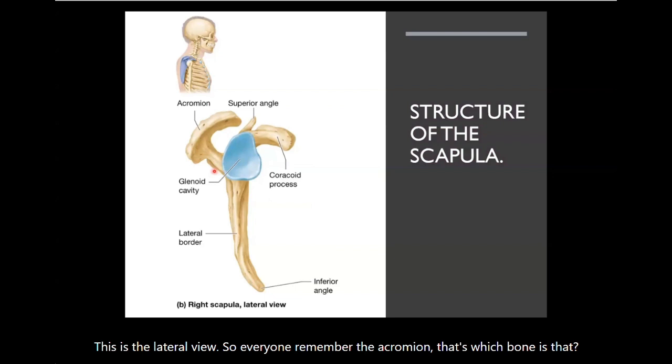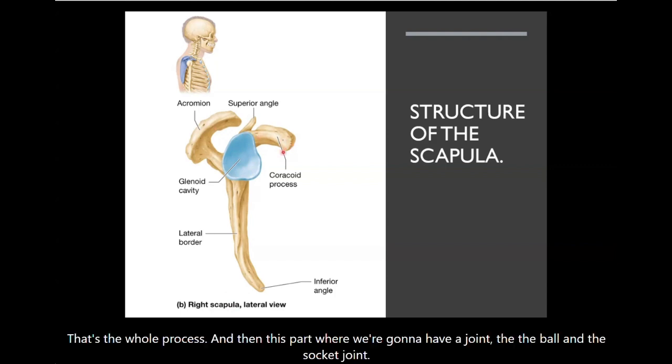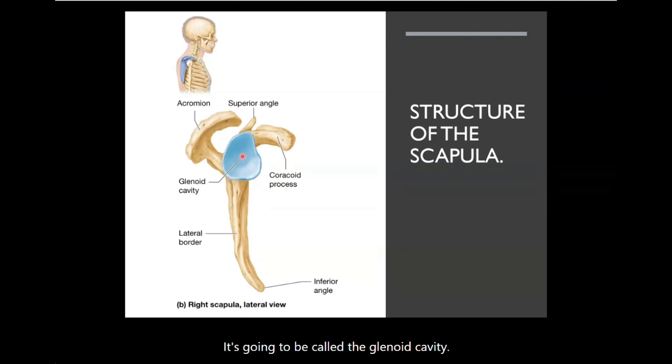So this is the lateral view. Everyone, do you remember the acromion? That's what makes the shoulder, but it's part of what bone? Scapula. It's part of the scapula. And do you remember this part sticking out? That's the coracoid process. And this part where we're going to have a joint, the ball and socket joint, is called the glenoid cavity.